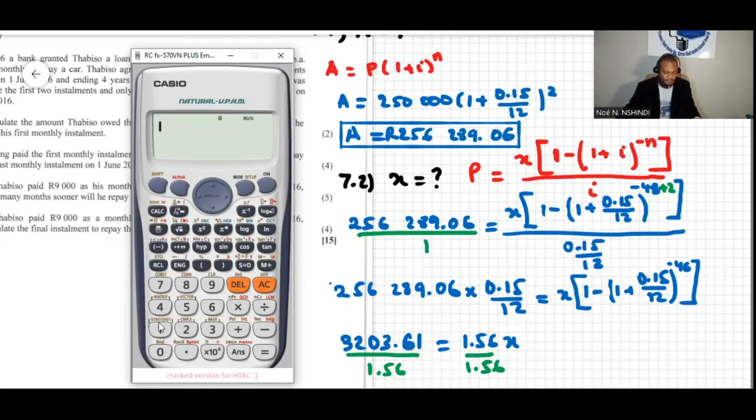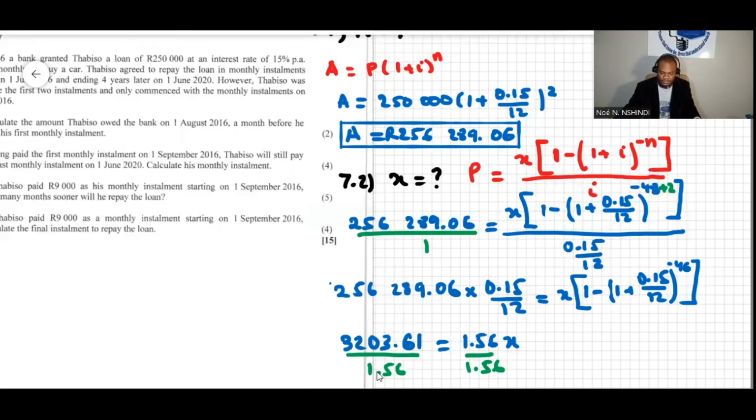Now in the calculator over here, we will do 1 minus, open brackets, 1 plus 0.15 over 12, all to the power of negative 46. And when we hit equal, yes, this is 0.44. That one also was supposed to be 0.44.